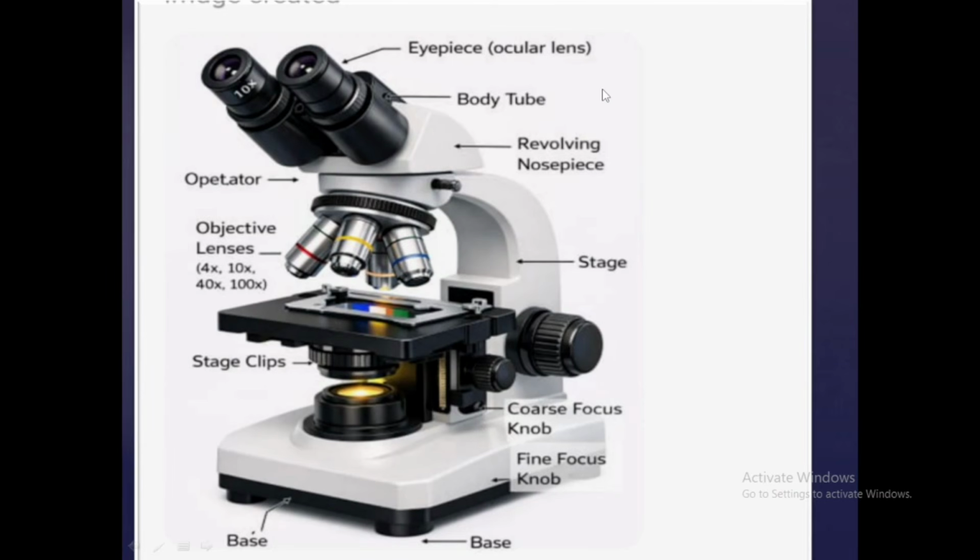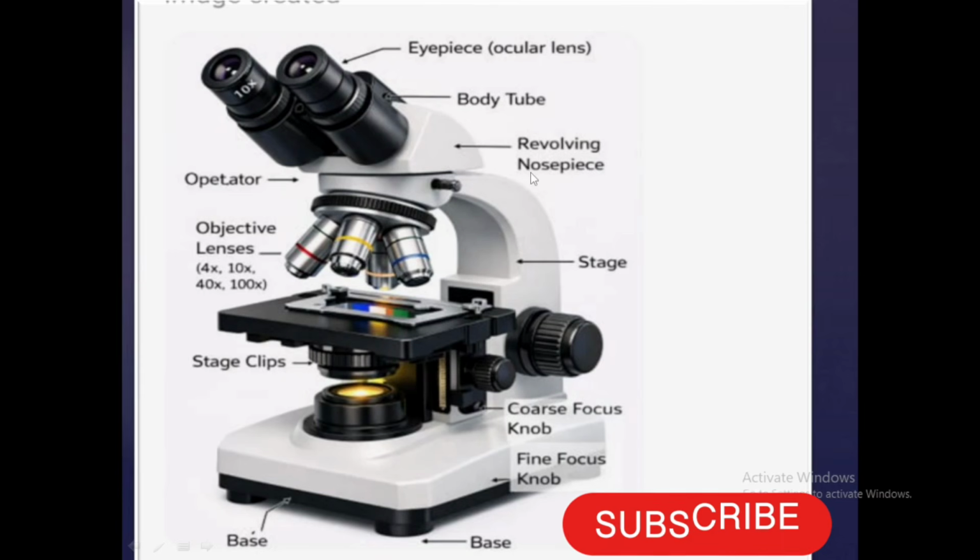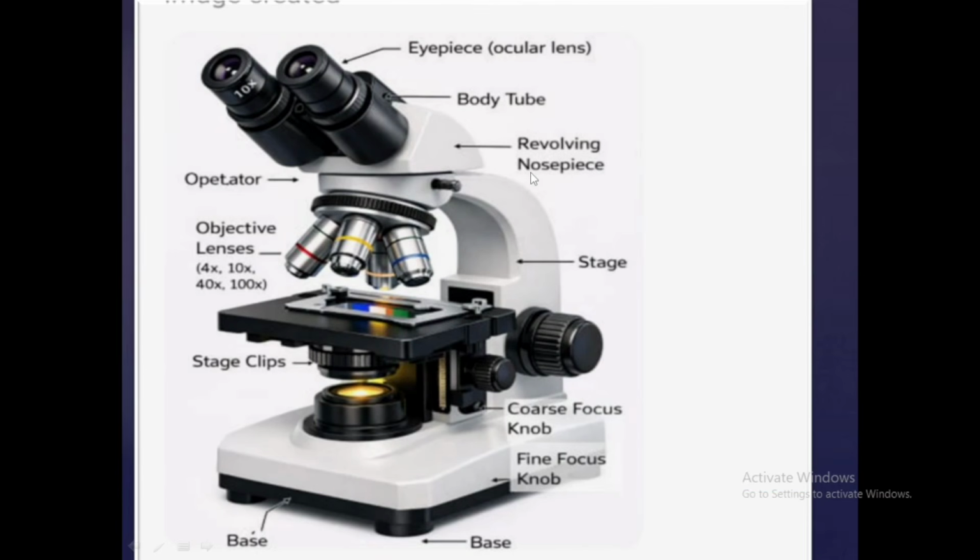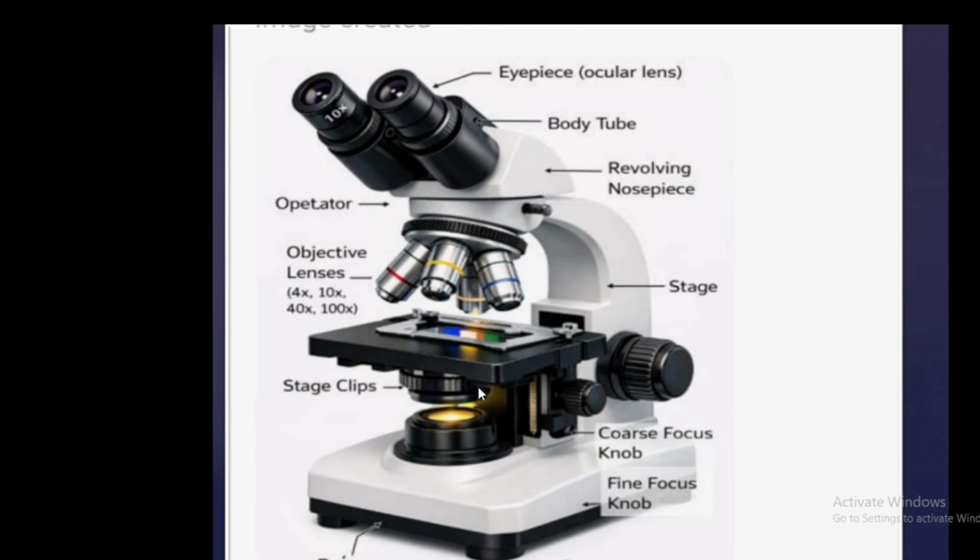The microscope is a laboratory scientific instrument used to magnify very small objects, like bacteria, cells, or tissues. All this we cannot see with our naked eye, but we can see clearly with the help of a microscope. We say light microscope because light is the main source.